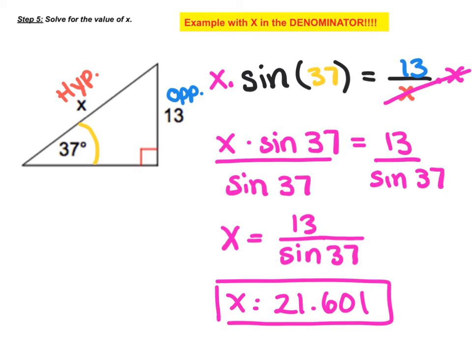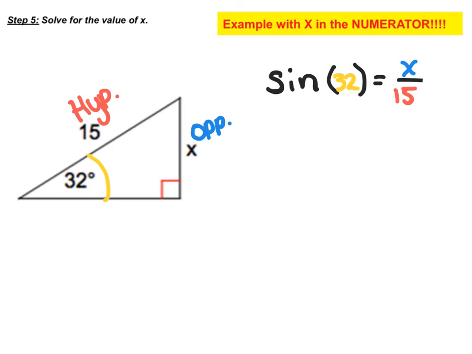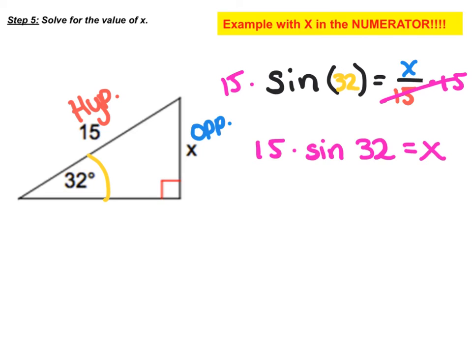as your final answer. Now, if we had an example such as this, where x is in the numerator, the first thing we're going to do to solve is we're still going to clear the fraction. So I multiply both sides by 15. So this cancels, so it becomes 15 times sine of 32 equals x.